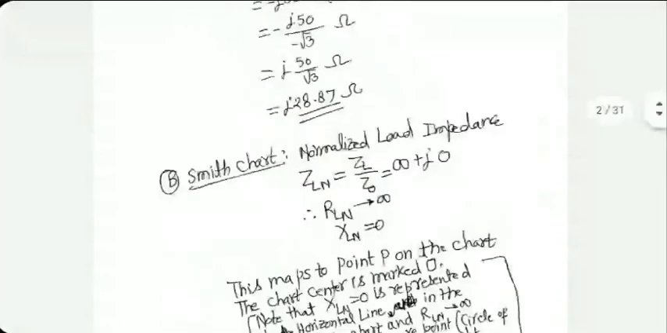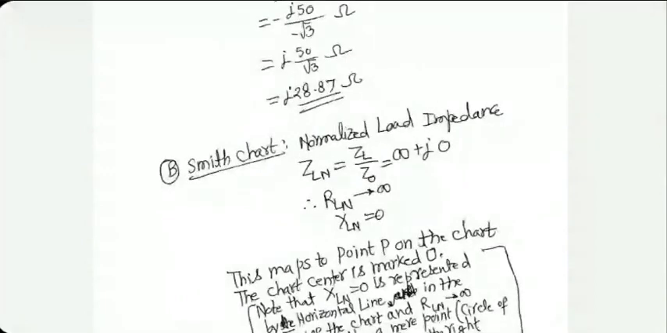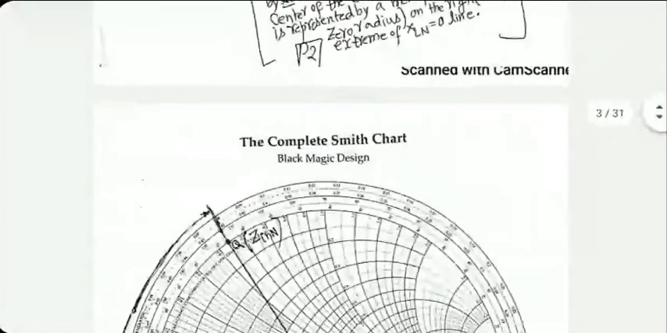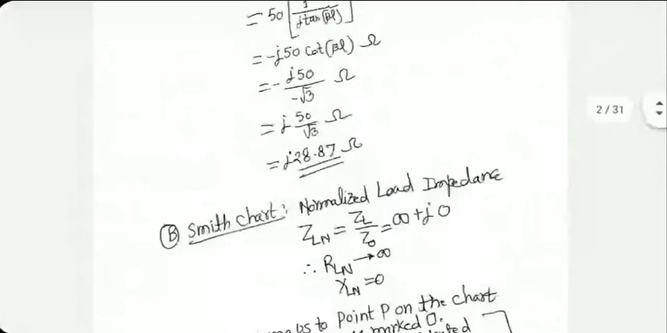The first step is to normalize the load impedance with Z0. ZL is infinity because it's an open circuited load. So we will call it infinity plus j0. As a result, the normalized value for resistance RLN will be infinity, and for XLN, it will be 0. Now this has to be mapped to a point on the Smith chart. RLN equal to infinity, XLN equal to 0.